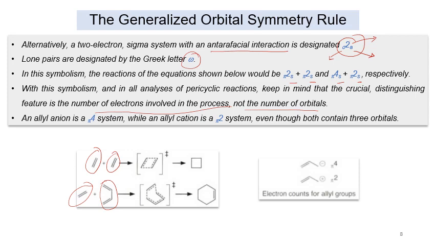The allyl system, you see here, is a pi 4 system when it is anionic, whereas when it is cationic, it is a pi 2 system, although the number of orbitals involved in both cases is 3. But it is still in one case the pi 4 system and in the other case the pi 2 system. So it is the electron count that matters and not the number of orbitals.